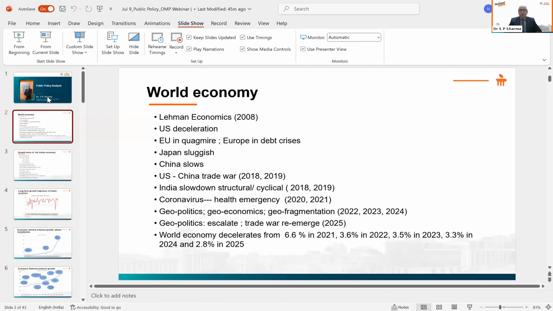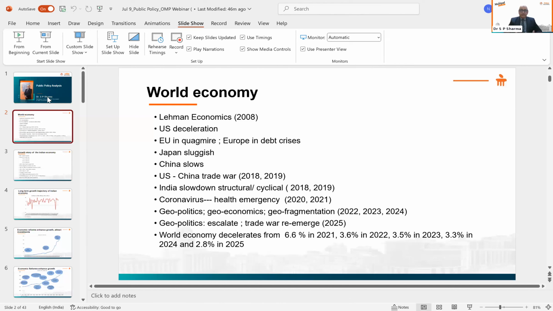India was in a severe slowdown, and there were many discussions to identify the nature of the slowdown, whether this was because of structural reforms or cyclical reforms. And before we discussed and reached some conclusion, we were hit by the coronavirus in 2020, and that was a health emergency, and the whole world was again impacted by the pandemic crisis.